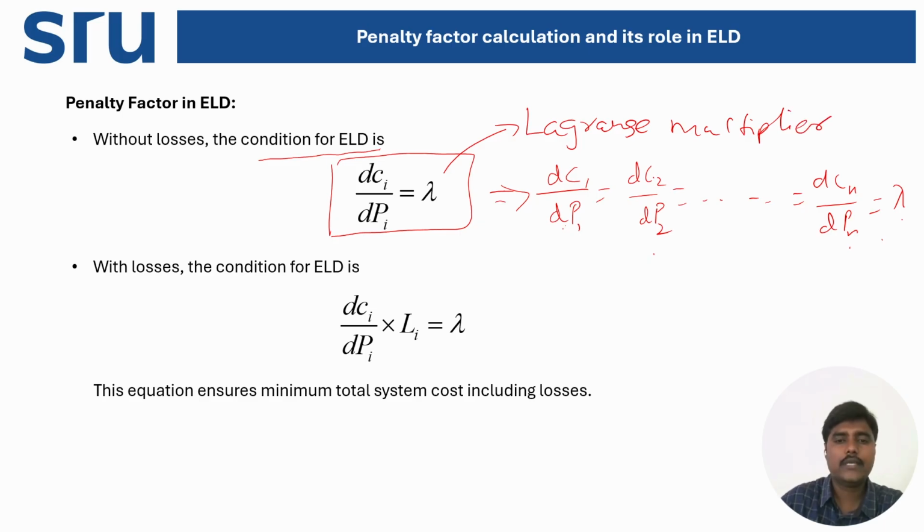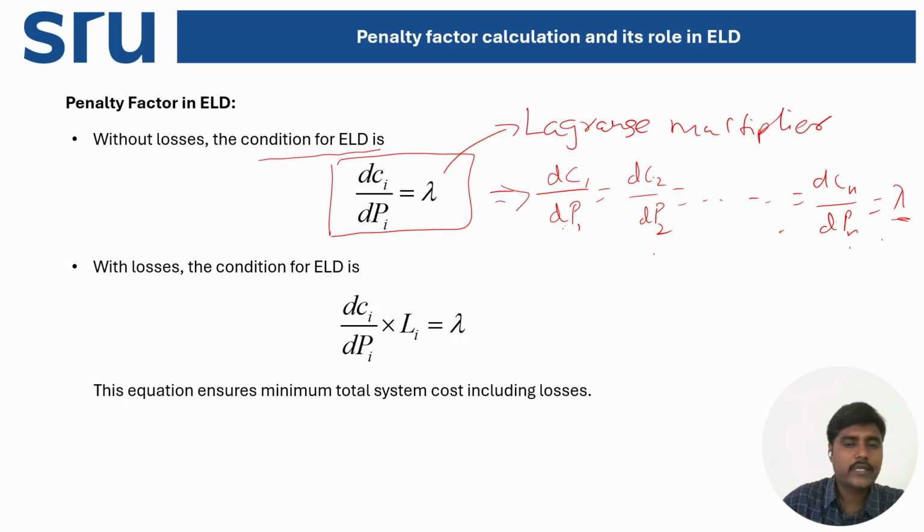So we can state this condition in words as: when we neglect the transmission losses, the condition for economic load dispatch is that the incremental fuel cost of all the individual units should be the same and equal to the Lagrange multiplier lambda.